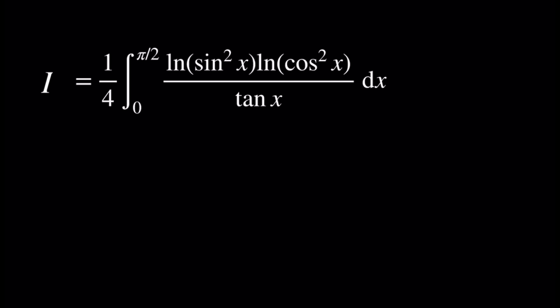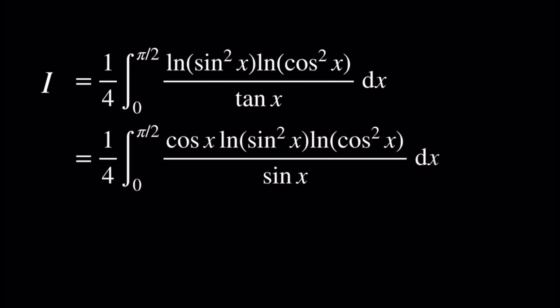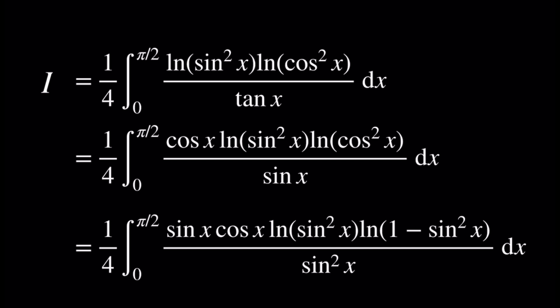Now what we want to do is rewrite 1 over tangent as cosine over sine, and then we are going to multiply the numerator and the denominator by sine of x, and also replace cosine squared of x by 1 minus sine squared of x. And we're going to end up with this. Now it looks a bit intimidating, but it's not really.